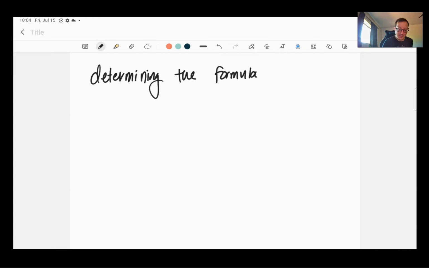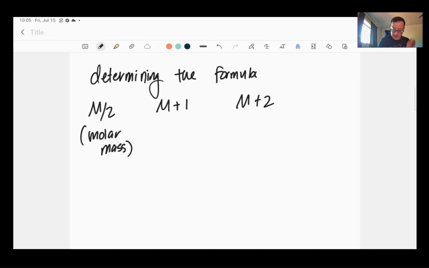So what we really need here are some data points. We need the mass to charge ratio, the m over z, which is our molar mass, really. That's going to be the big part here. M plus 1 will tell us the number of carbons, and then M plus 2 will tell us the number of chlorine or bromine. So that's all we need to really focus on. I'm not going to throw any M plus 4s at you, anything like that. That would just be over the top.